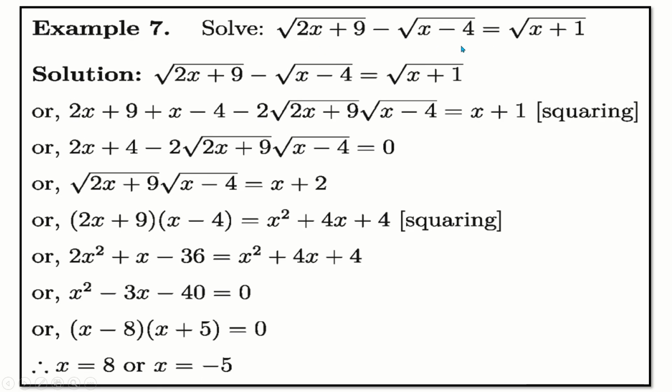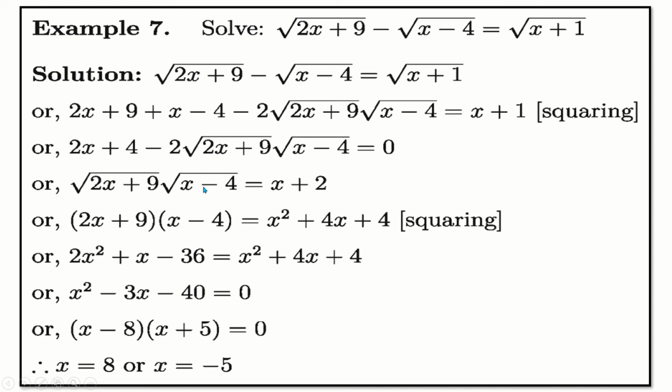Number 7, same as before, just calculation. No need to convert this into the right side, this is the given condition, and squaring on both sides we will get 2x plus 9, here will be x minus 4, and here minus 2 into ab, a is equal to this, b is equal to this, same. Just follow, the right side will be x plus 1.